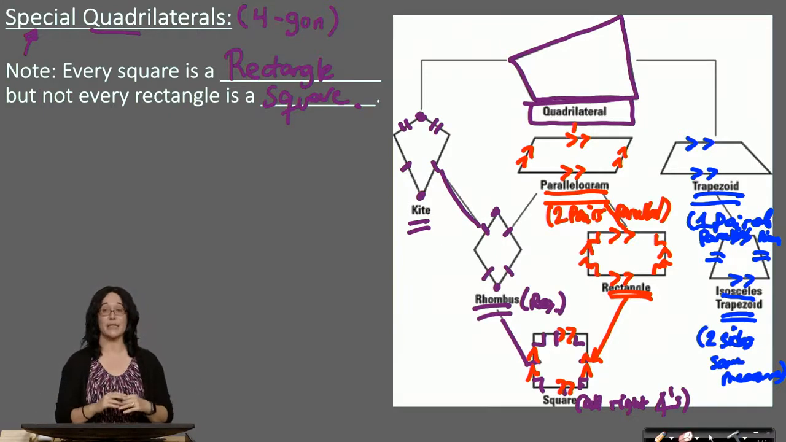Okay, so that is a lot of definitions. I highly recommend flashcards or some other device that you could use to memorize the different types of definitions with the different types of polygons.